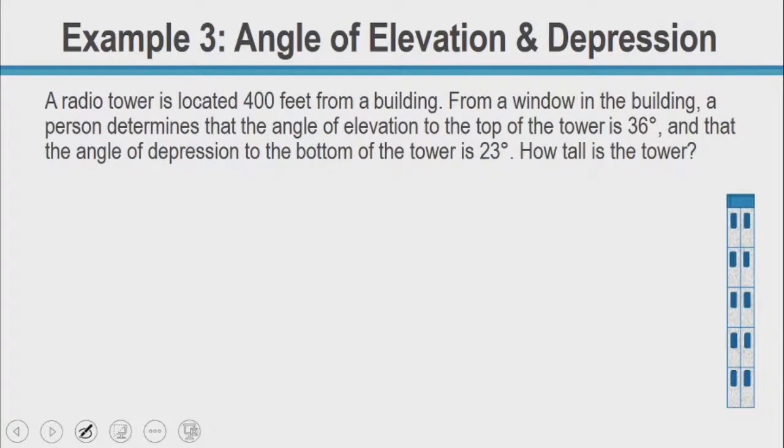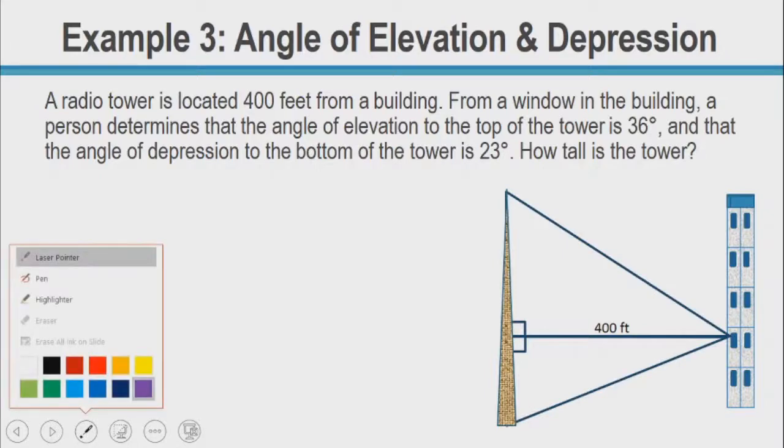So the third question says, a radio tower is located 400 feet from a building. So I'm showing you the building. So let's show the radio tower is 400 feet from the building. And from a window in the building, a person determines that the angle of elevation to the top of the tower is 36 degrees. And the angle of depression to the bottom of the tower is 23 degrees.